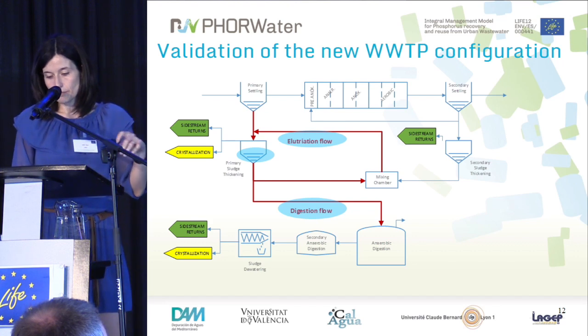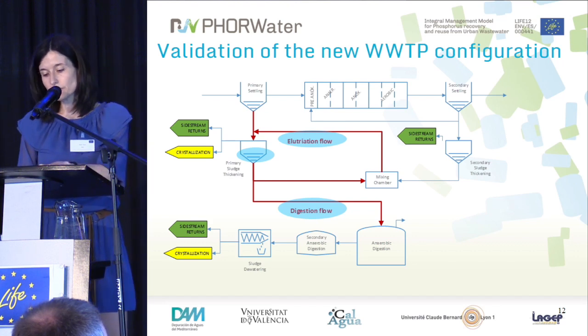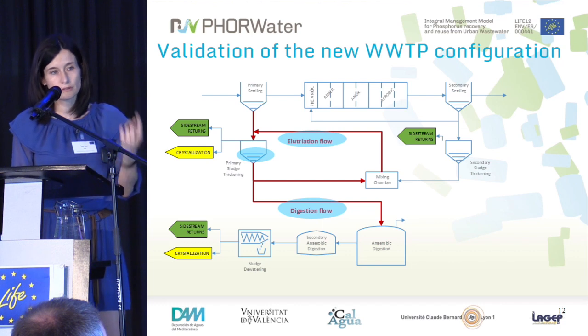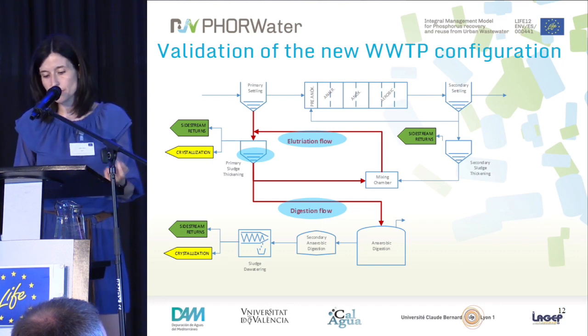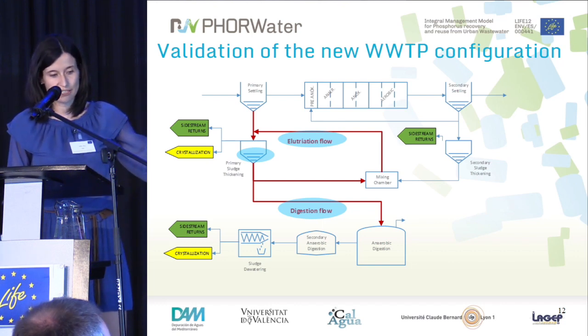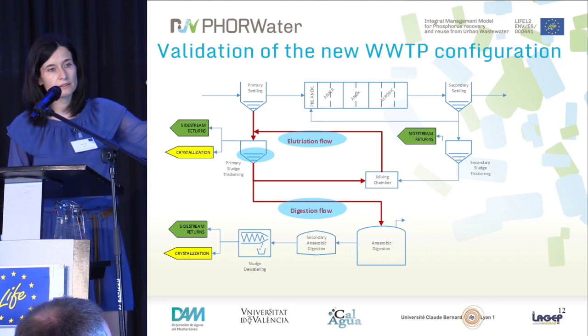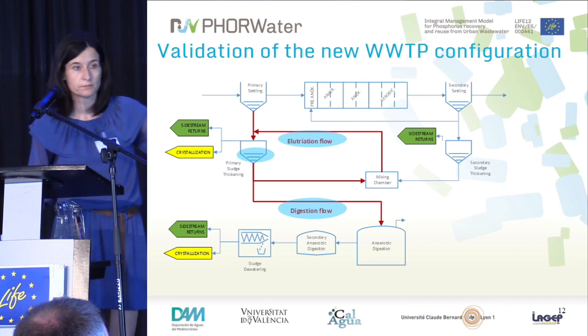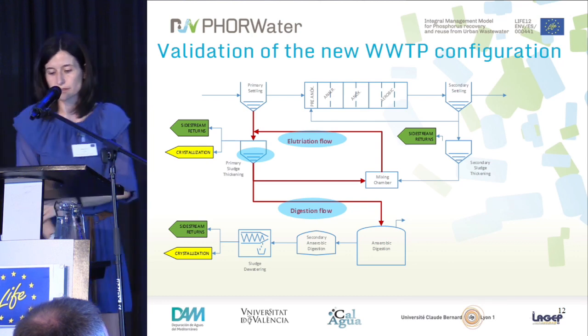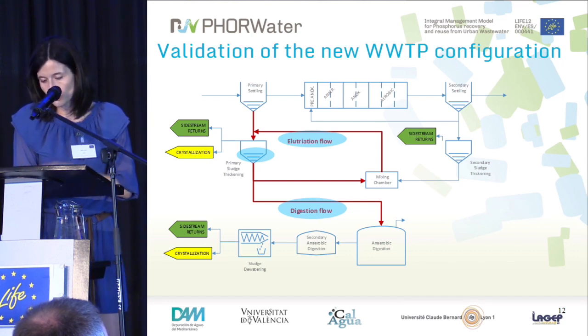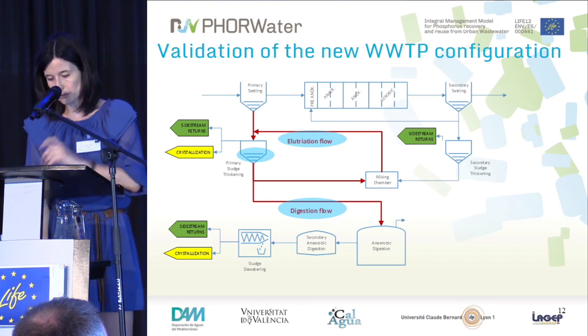If we increase the elutriation flow, of course, we're going to increase the phosphorus release, but then the sludge blanket height in the gravity thickener will go up, and we will have problems with the overflow from the gravity thickener. So those were the main steps to control.